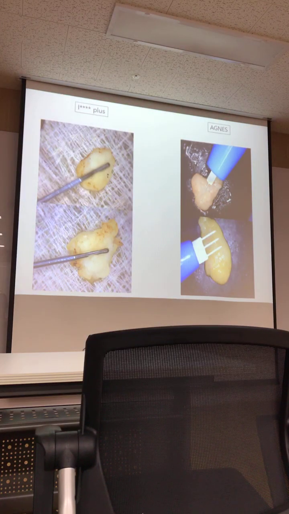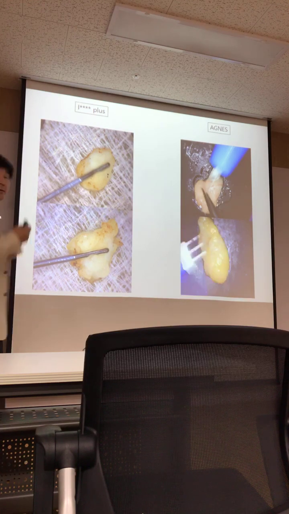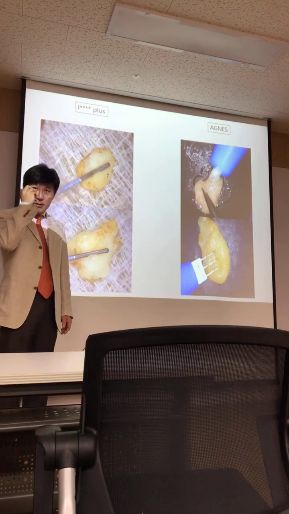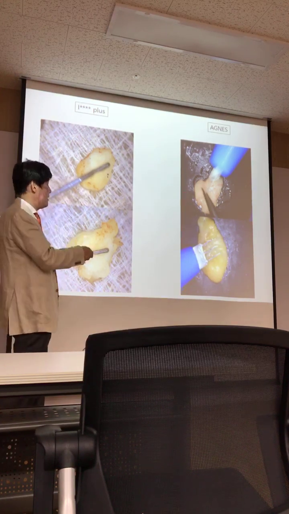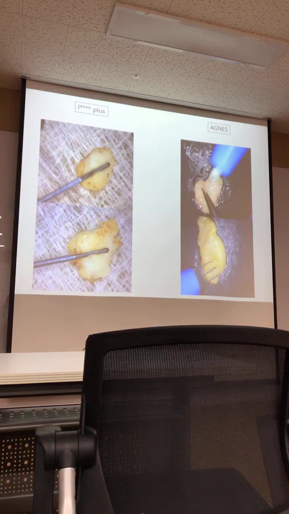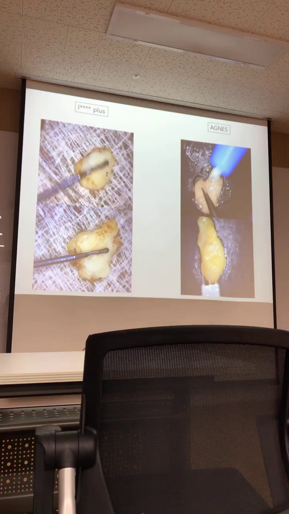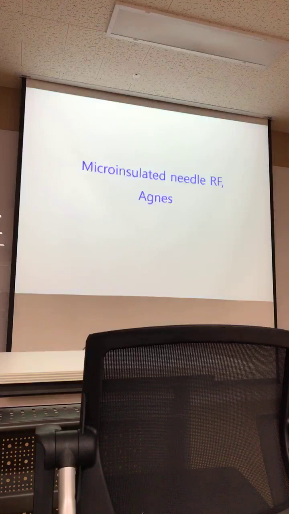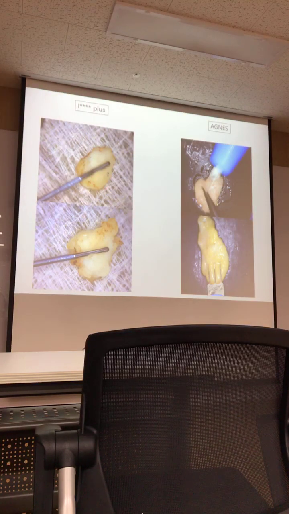So this is the Agnes. You can see the fat coagulation because Agnes can give very high power. This is the eye bag fat, follicle fat. But with the other RF devices, you can see there is none, because they have very low electrical power that they cannot melt down the fat.